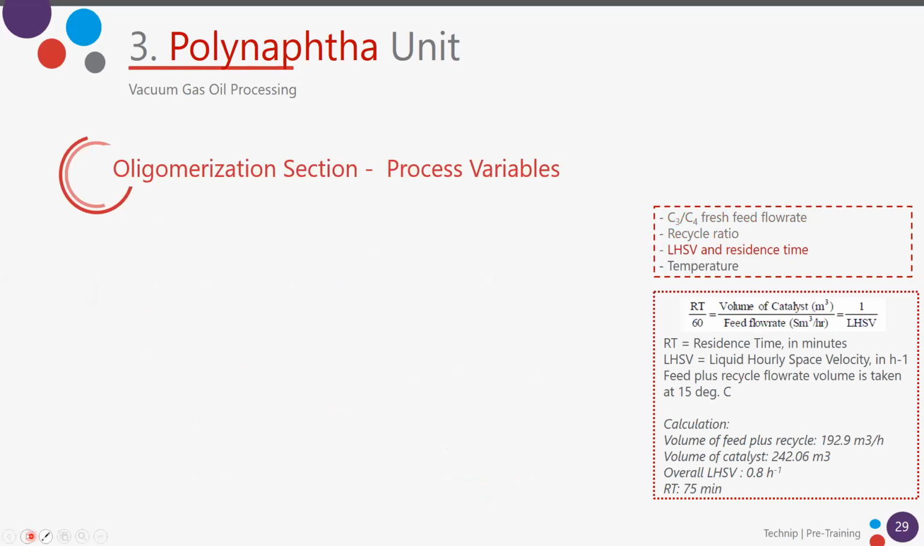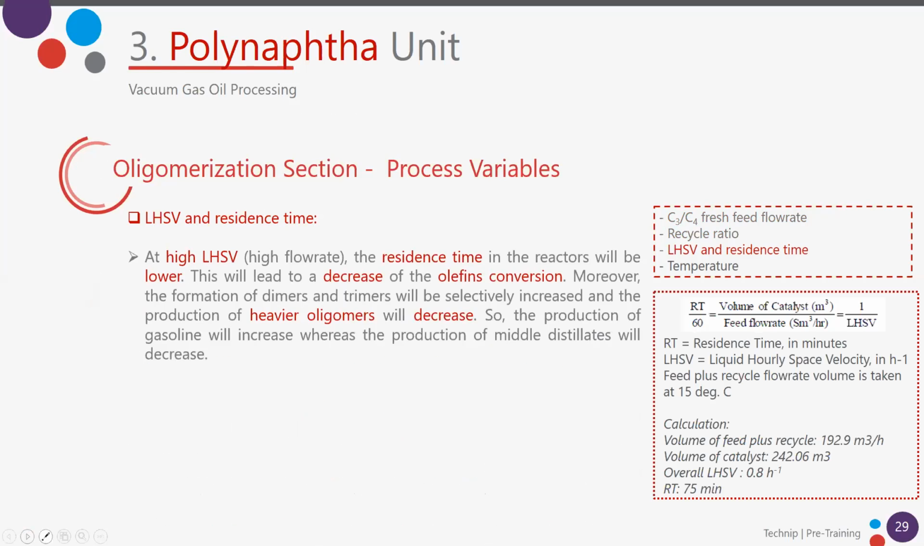Here again, we talk about the liquid hourly space velocity and residence time. At high liquid hourly space velocity, meaning a high flow rate, the residence time in the reactor will be lower. This will lead to a decrease of the olefins conversion. Moreover, the formation of dimers and trimers will be selectively increased, and the production of heavier oligomers will decrease. So the production of gasoline will increase, whereas the production of middle distillate will decrease.